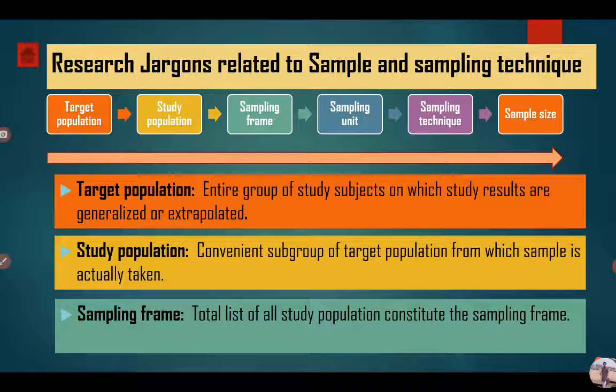Here, as an example for these two definitions, suppose the target group is the under 5 children of Bangladesh. It is not possible for a researcher to address each and every under 5 child of Bangladesh. Then you can choose primary schools as a subgroup of the target population, as the study population, and the sample is taken from these primary school children. And the sampling frame is the total list of all the study population. So if a researcher makes a list of all the primary schools, this will constitute the sampling frame.